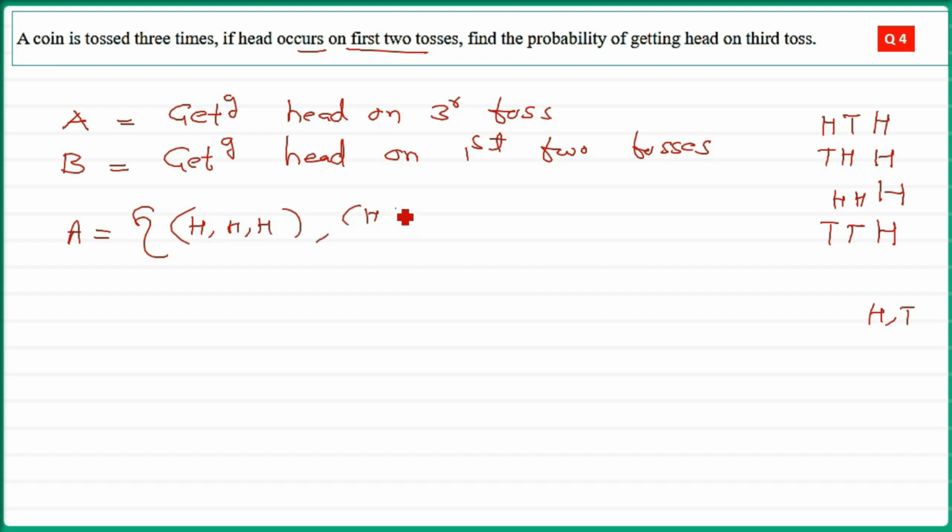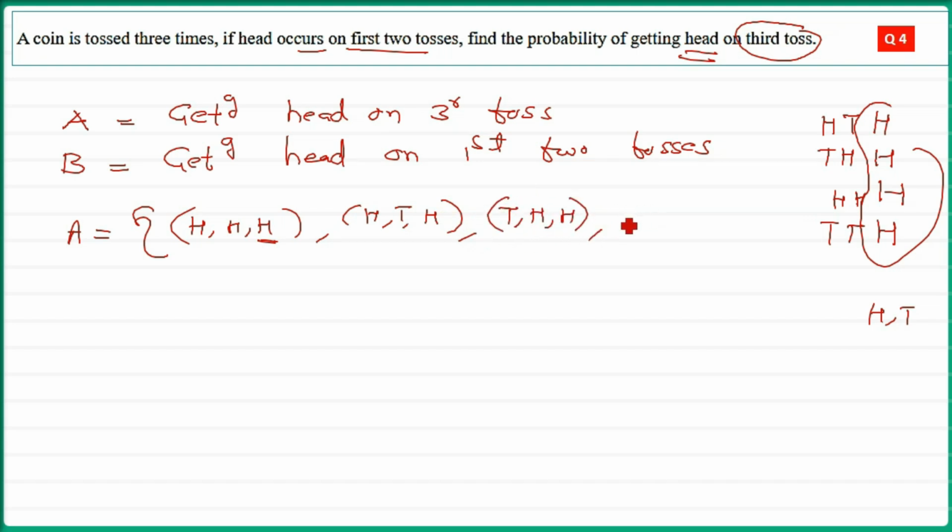Then the second one will be H, T, H. So third toss, H we have fixed, and now we are writing the combination of H and T, the permutation of H and T. So T, H, H, and then T, T, H. First 2 can come anything, the last one has to be H. So A is done now.